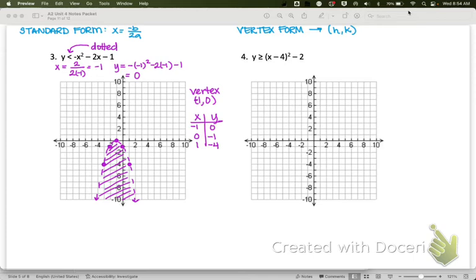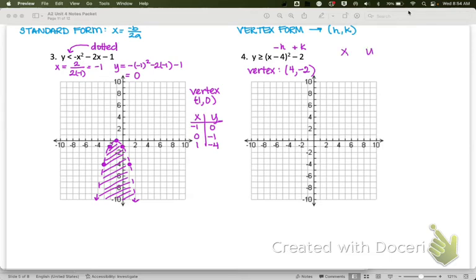Number 4 is in vertex form. So remember, h comes from here, but it's the opposite. This is minus h plus k. So our vertex is the opposite of -4, so it'll be +4. And then k, you keep the sign. So 4, -2 is our vertex.